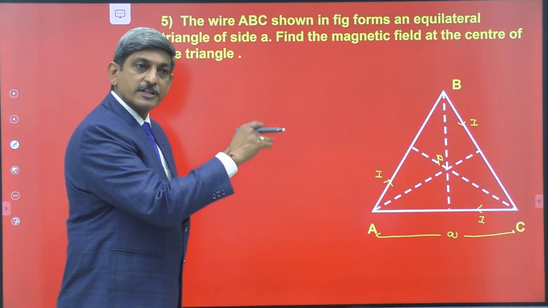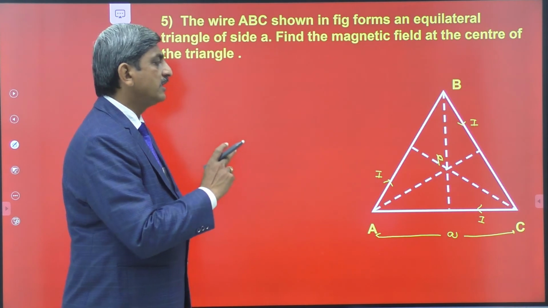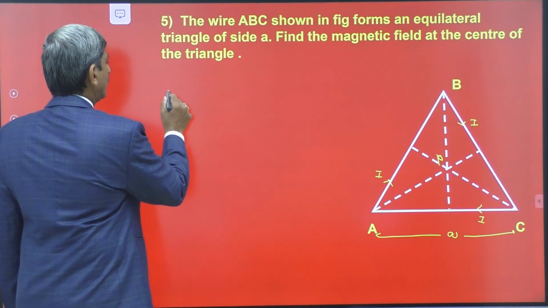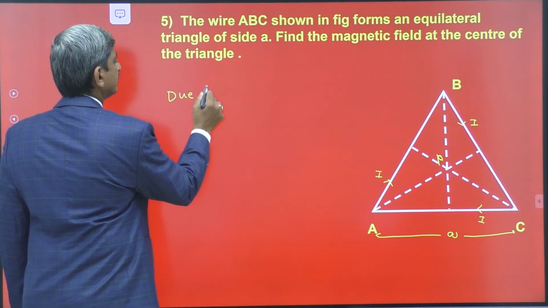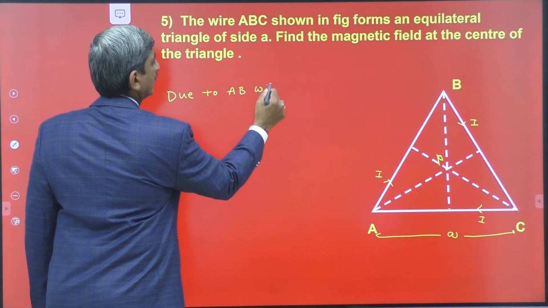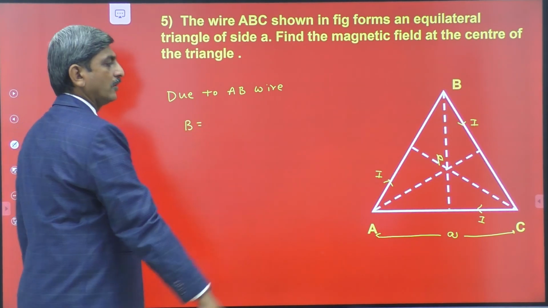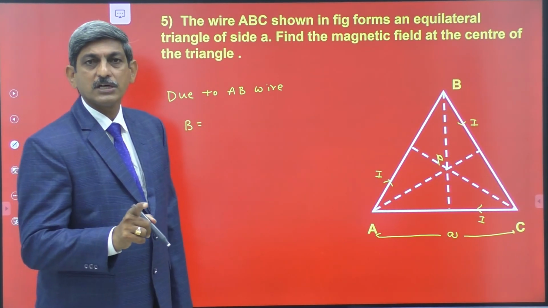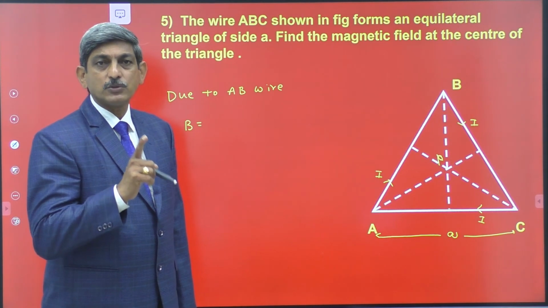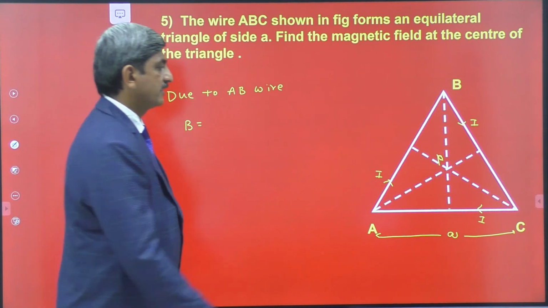Using the procedure followed in the previous problem, here also let us determine the magnetic field produced by the AB wire. Due to AB wire, what is the magnetic field? To produce the magnetic field, we should know the elevated angles made by the two ends of the wire at point P. Here, what are the elevated angles?